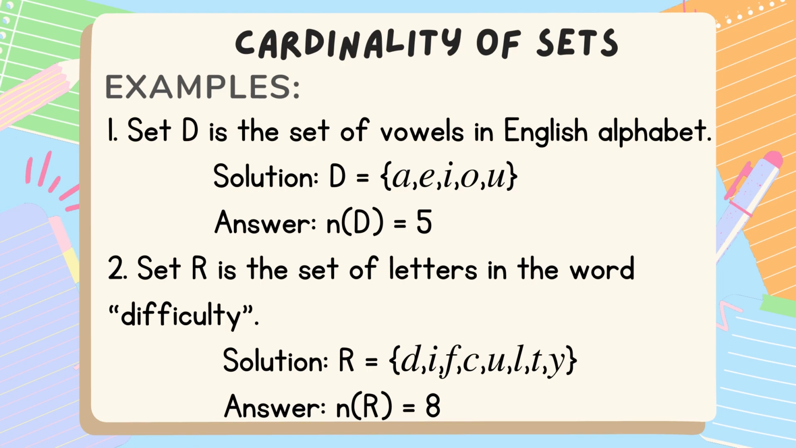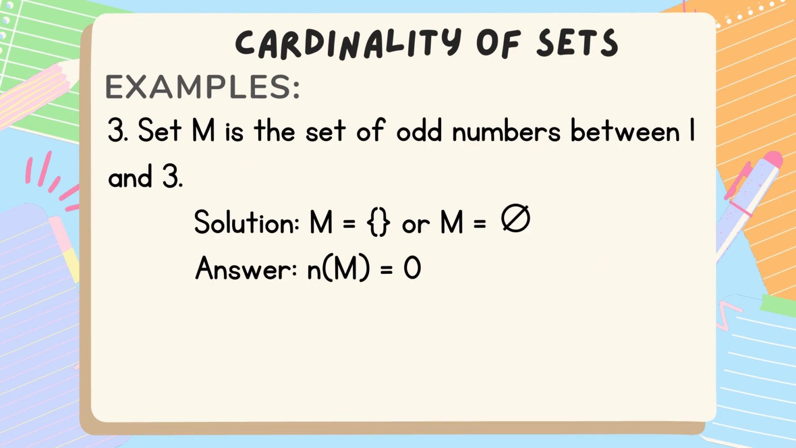For number 2, set R is the set of letters in the word difficulty. Let us list the elements: D, I, F, C, U, L, T, and Y. Take note that similar letters are only written once. Counting the elements, the cardinality is 8. For an empty set, like the set of odd numbers between 1 and 3, the cardinality is 0.